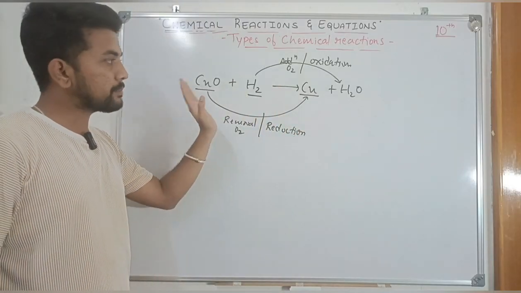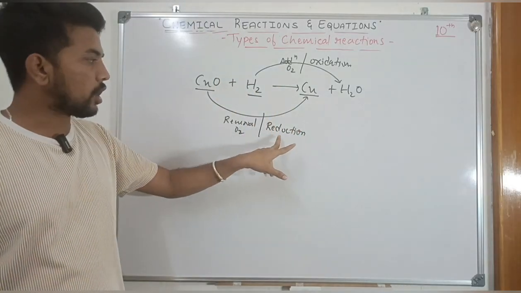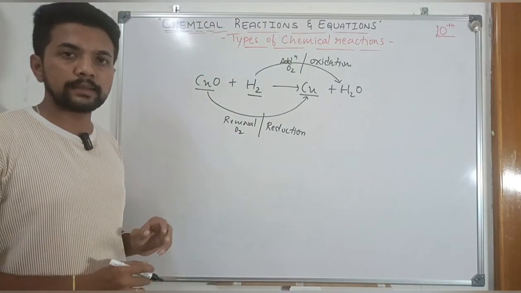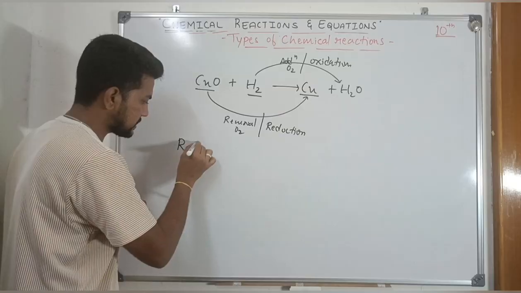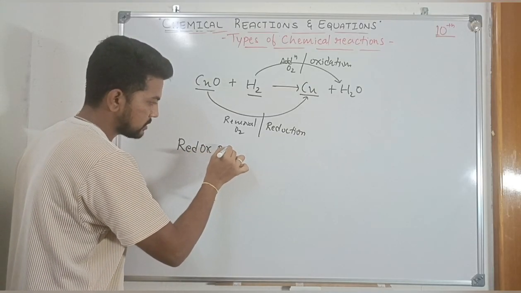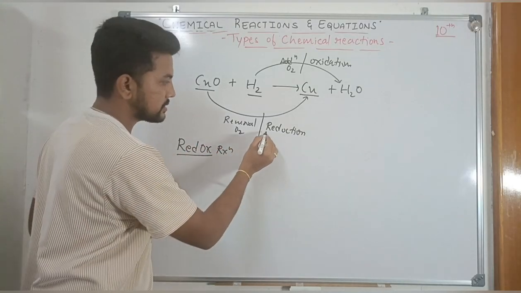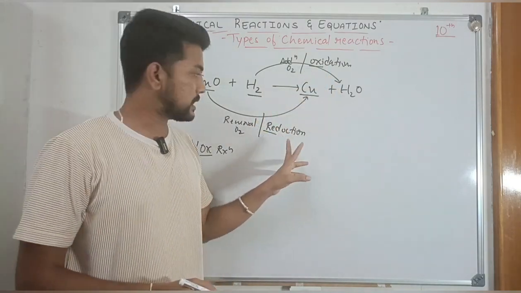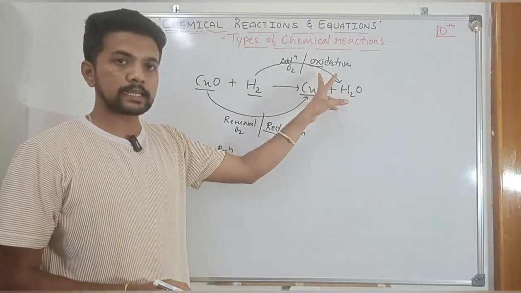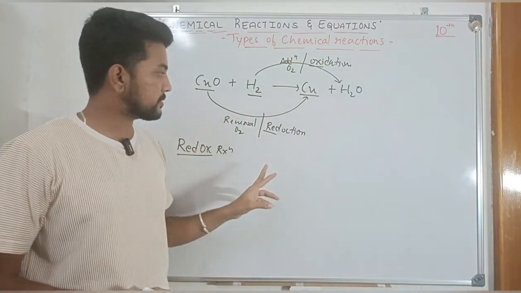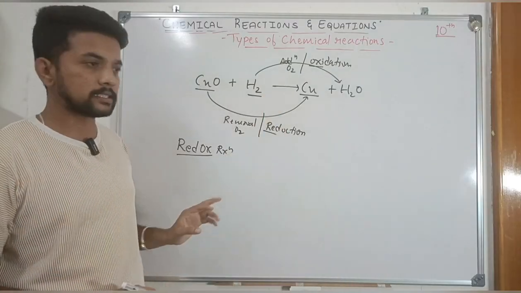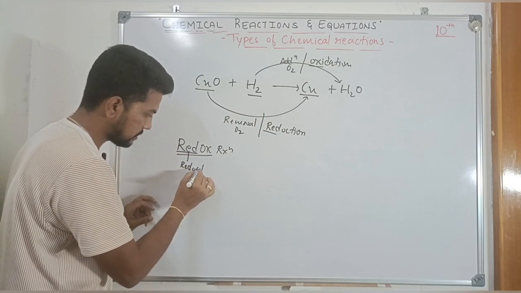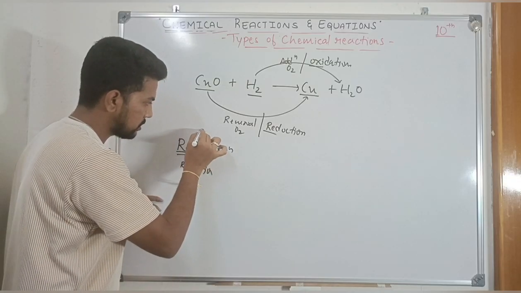The type of chemical reactions in which both oxidation and reduction take place simultaneously are called redox reactions. Redox reactions. So in any chemical reaction where reduction and oxidation happen together, those types of chemical reactions are called redox reactions. Here, red for reduction, and ox for oxidation.